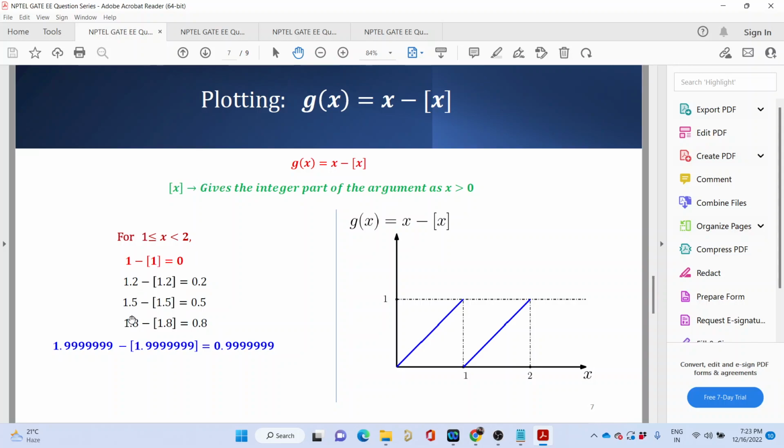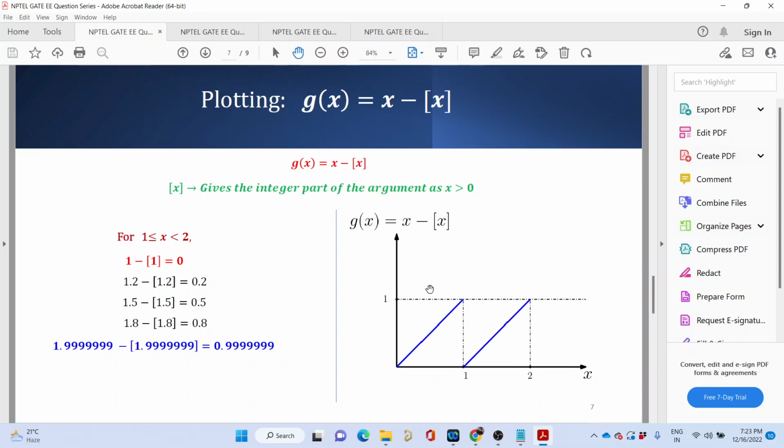So floor of x, when x is positive, returns the integer part of the argument, whereas when you subtract that from the value of x, you get only the fractional part. However, there are discontinuities at integer values of x. As a result, if you conduct this operation, you will see that the function would look like this.